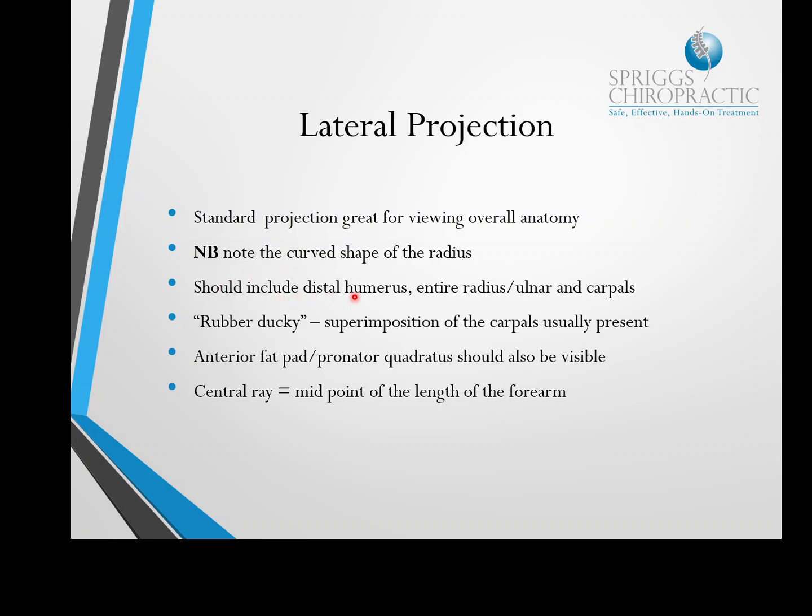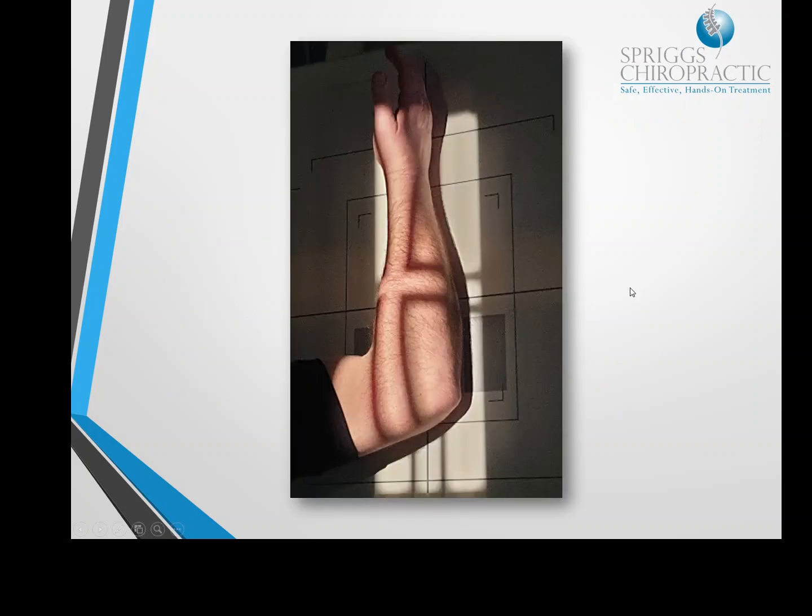It should also include again the distal humerus and the entire radius and ulna, and of course the carpals. Because you're including the carpals, if you're getting the true lateral, you will get the rubber duck sign that we spoke about in the last lecture series. So that superimposition of the carpals should be present as well. You will also be able to see the anterior fat pad or the pronator quadratus fat pad at the distal end of the radius, and the central ray again will be at the mid-length of the forearm. So this is roughly what you're aiming for.